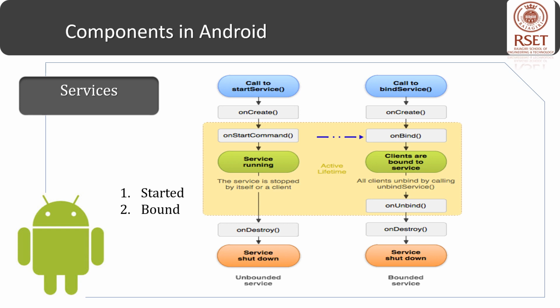and the binding is invoked by using the method onBind, and after all the clients have unbound by calling the unbindService method, the service gets shut down. This is how the service component in Android works.